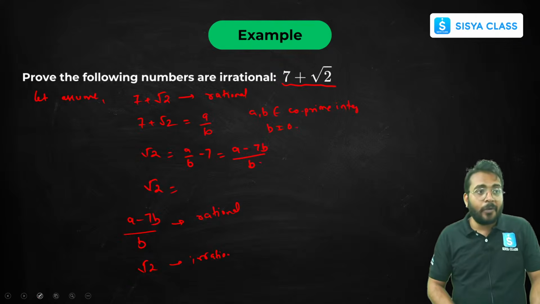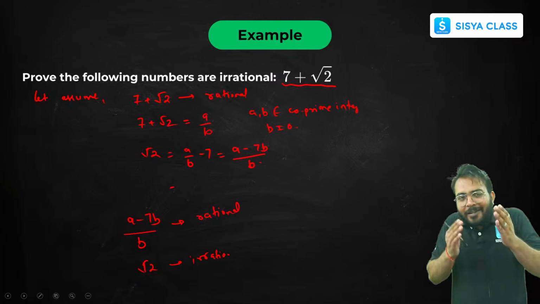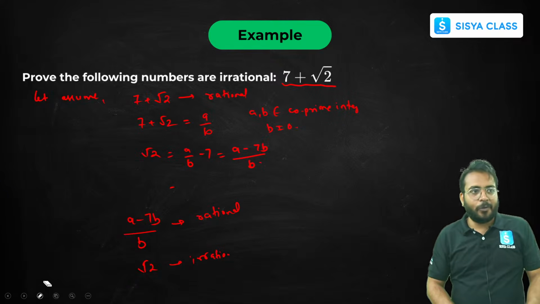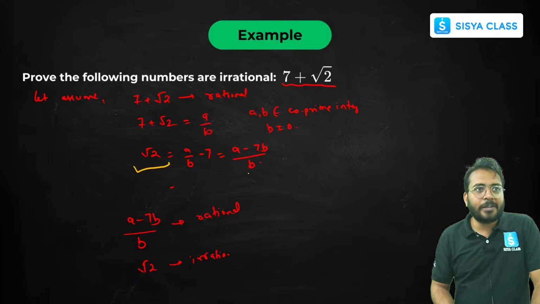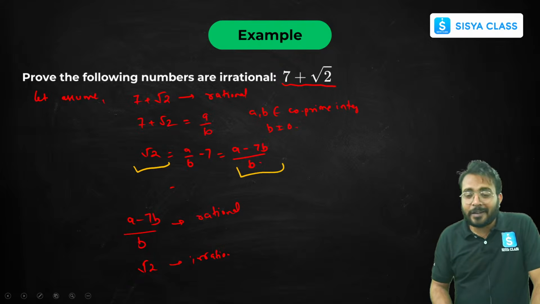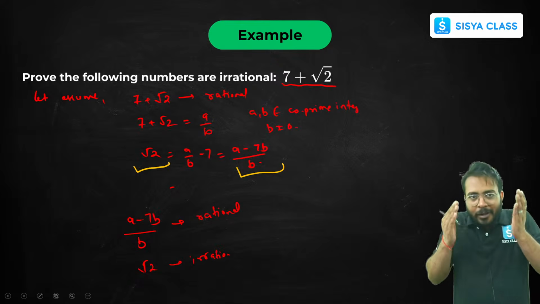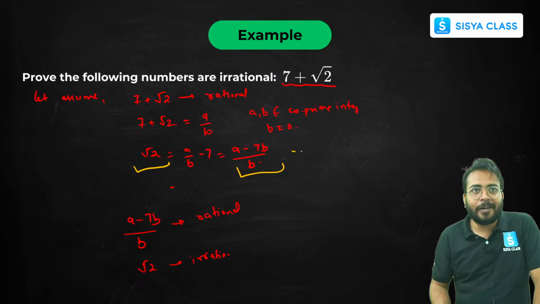Yes or no? And that's why again we reach a contradiction, right? One side it is rational and the other side it is irrational. Okay, again we come to a point of contradiction, right? Yes or no?